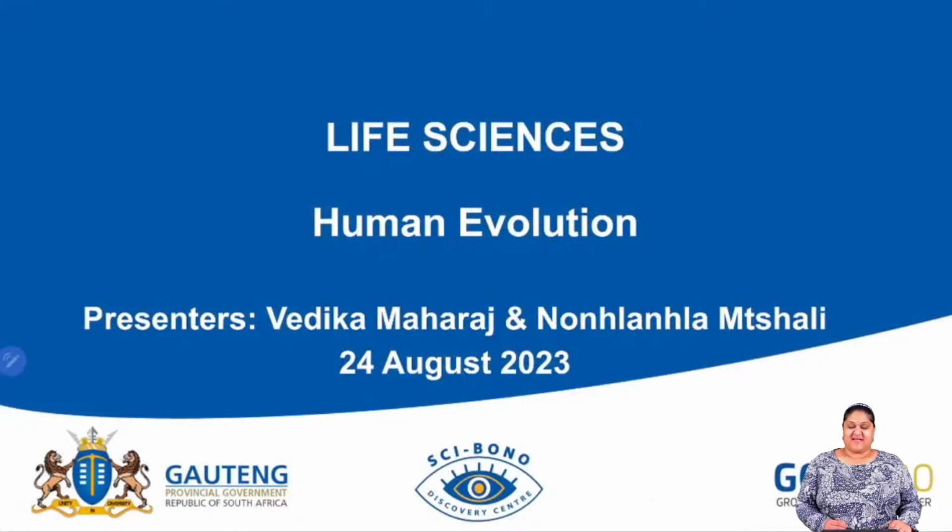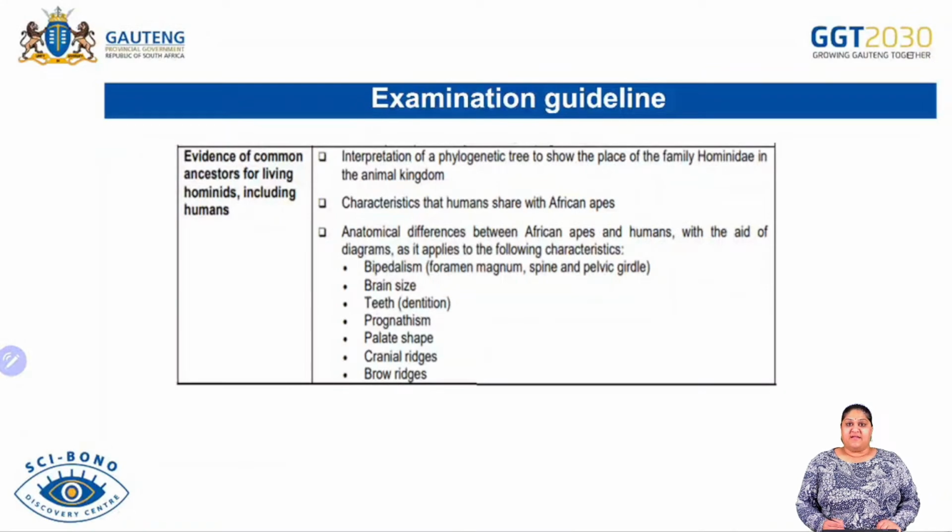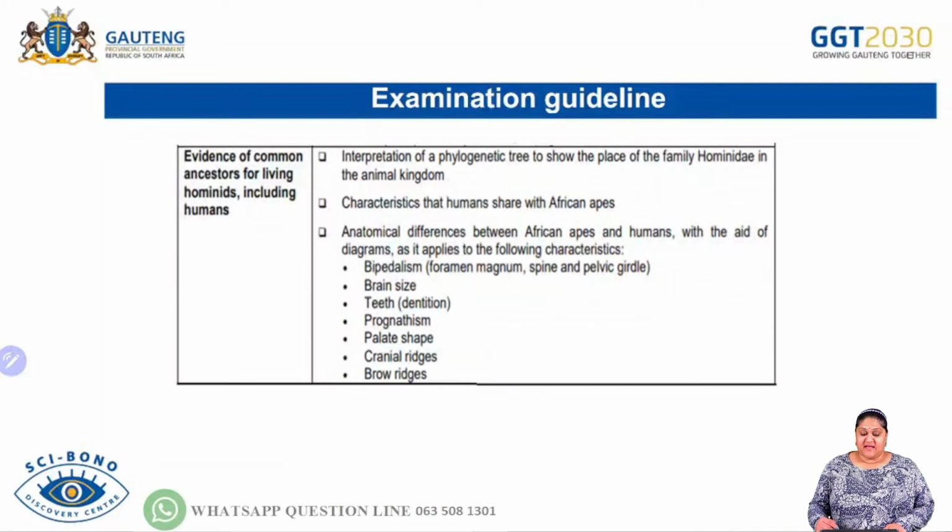Right, so today's life sciences lesson is going to be on human evolution. Let's first start with the examination guideline. As always, we explain to you the importance of the examination guideline. Please remember that this is your scope of the paper that you're going to be writing. Human evolution is part of paper 2, and you will be finding this topic there.